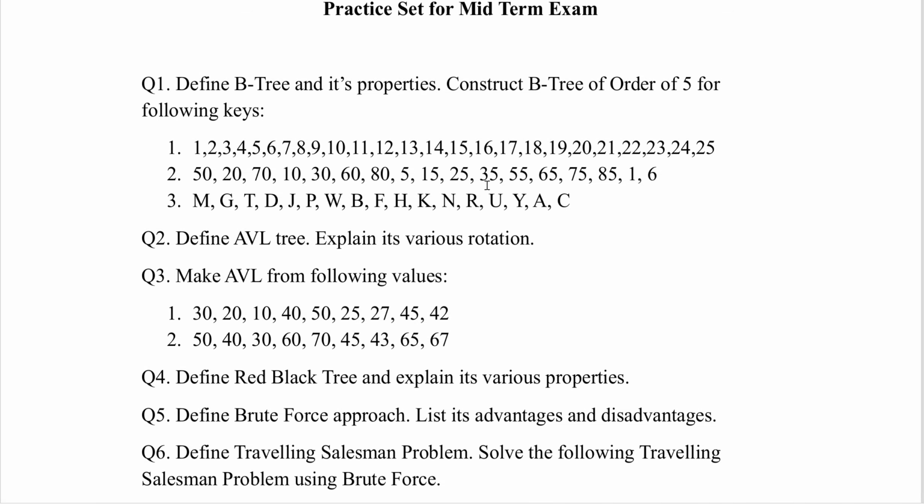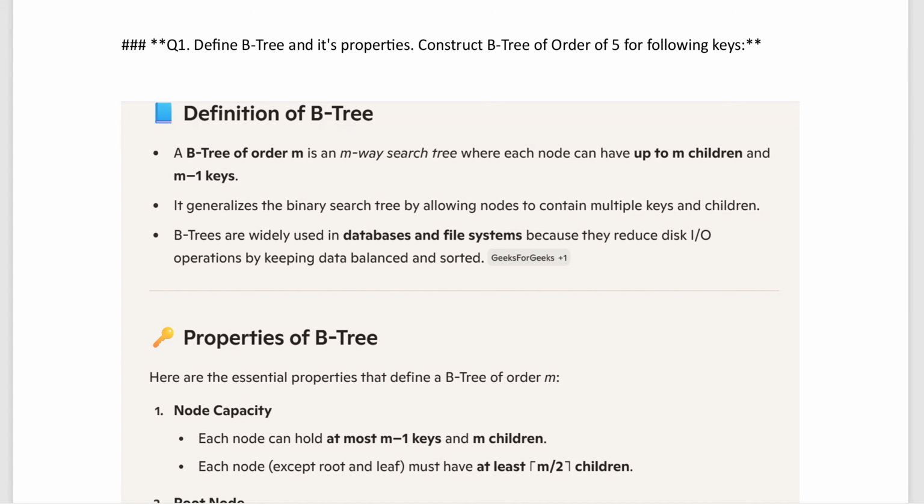So let us start with the solution of the questions of the practice set for the subject Design and Analysis of Algorithms. The first question says: define B tree and its properties. Construct B tree of order 5 for the following three sets of keys. So we have to construct the B tree for these three sets of keys. So let us start with the definition of the B tree.